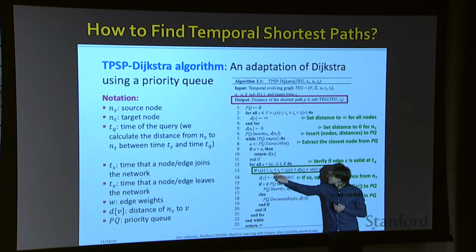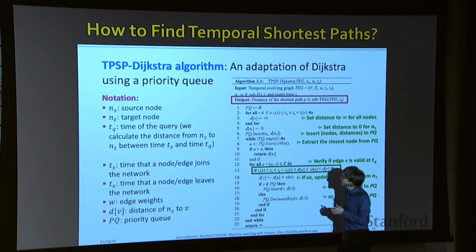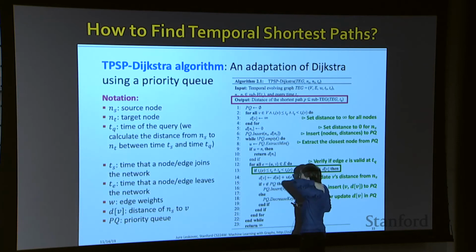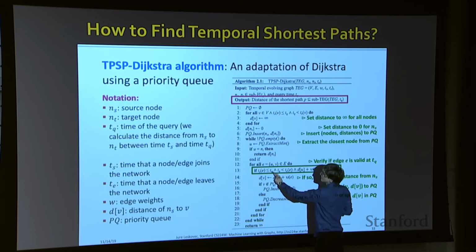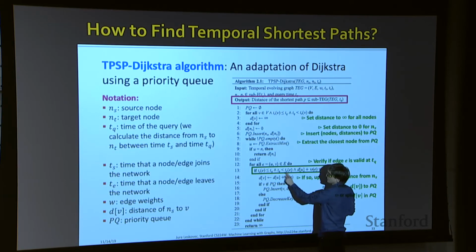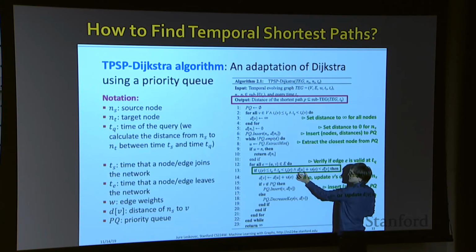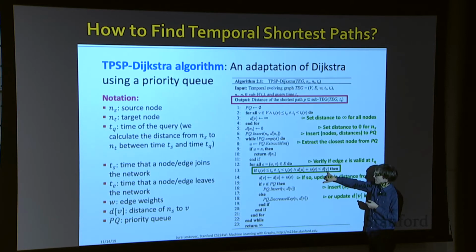And here is what we are doing. What we are doing is to say, the start time of the edge has to be less than q sub t, and q sub t has to be less than the end time of the edge, and the distance to u plus the weight or the length of the edge we are currently considering, E, has to be less than what was the shortest path to that node V so far.